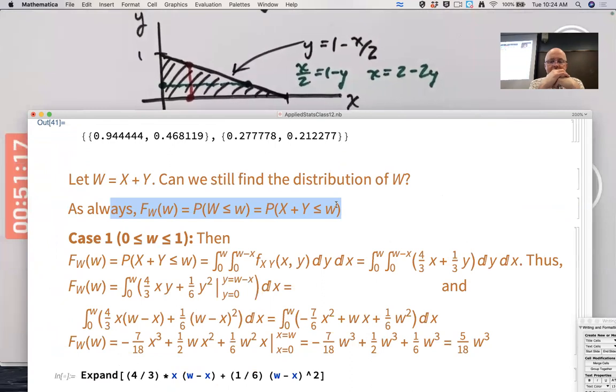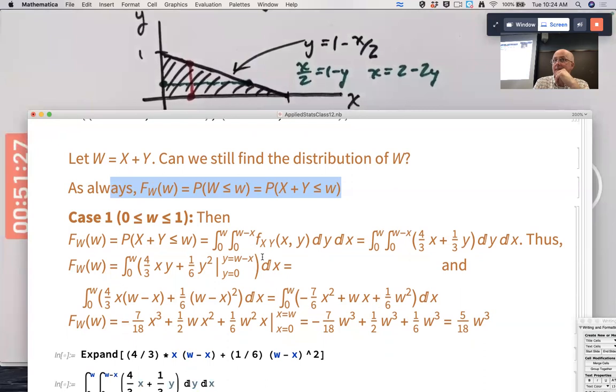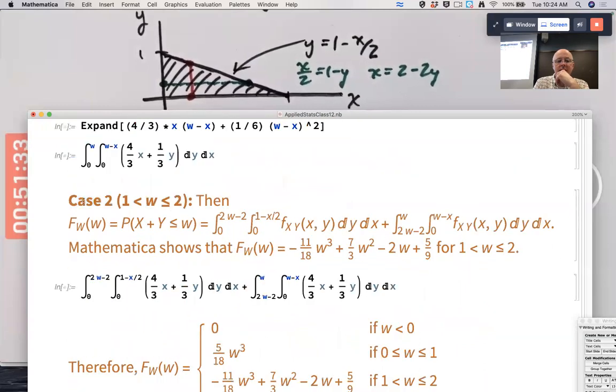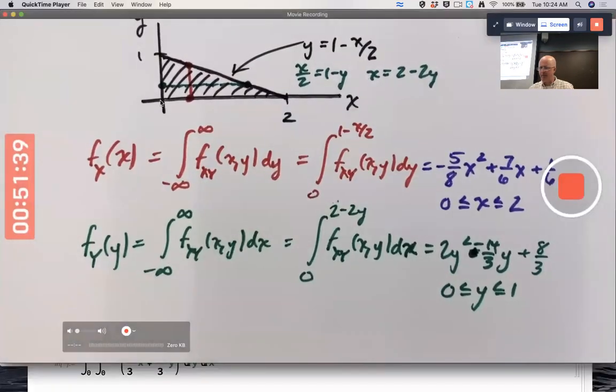The details are unpleasant, but doable. We have to split it into two cases, though. That's an extra complication. Case 1, W is between 0 and 1. Case 2, W is between 1 and 2. Why do I have to do two cases? Let's look at the picture again.